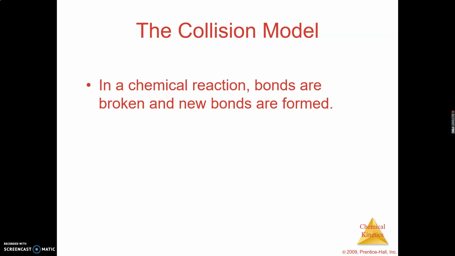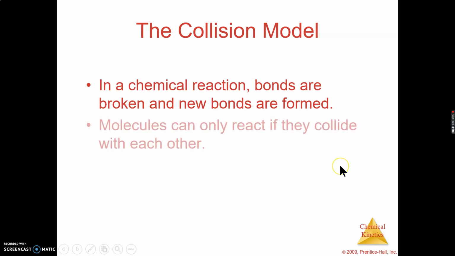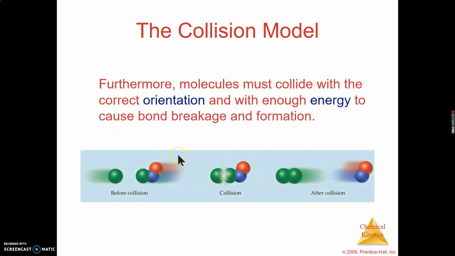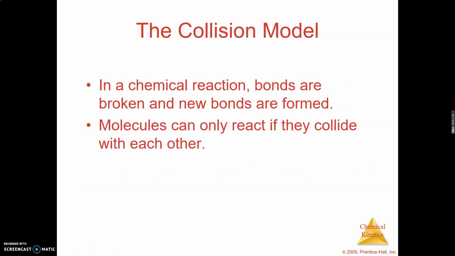And so the collision model states that in a chemical reaction, bonds are broken and new bonds are formed. In order for the reactant bonds to be broken, we have to have our molecules collide. Don't think that you just magically mix chemicals together, and once you mix them together, then we magically get a reaction. It's not how it happens. And so when we look at our chemical reactions, we need our molecules to collide if they're going to react with each other. We need them to come in contact with each other. So molecules can only react if they collide with each other. And so this is the collision theory or the collision model.